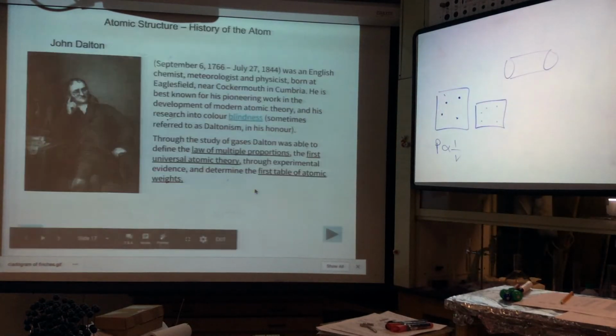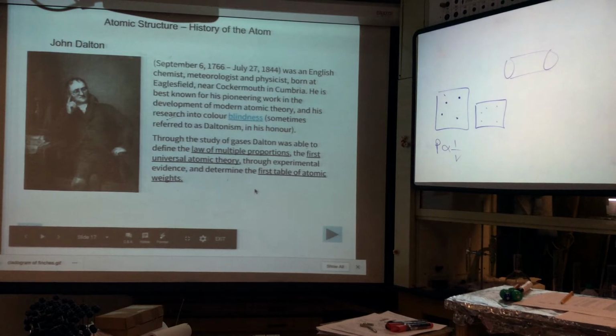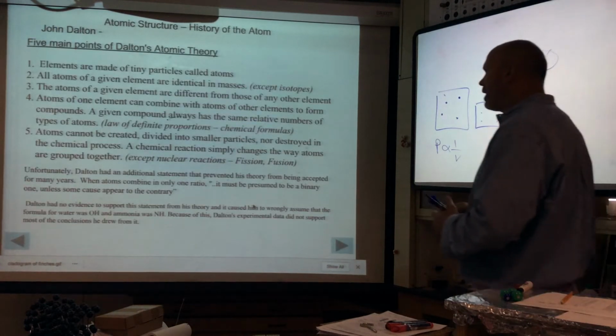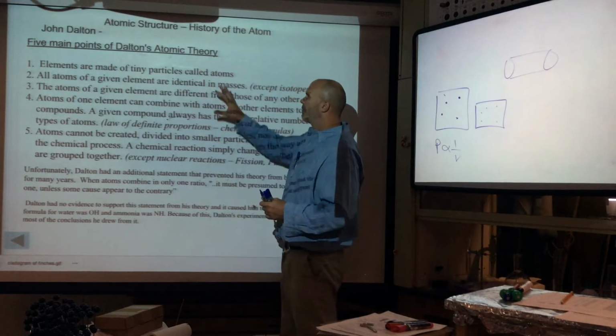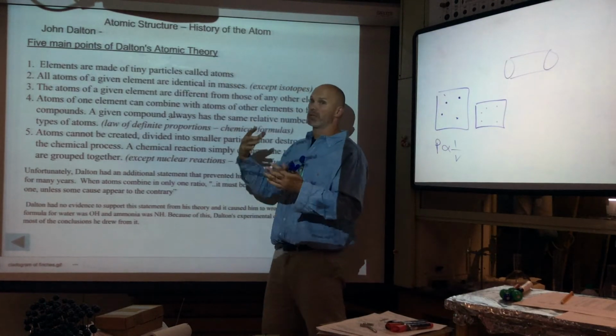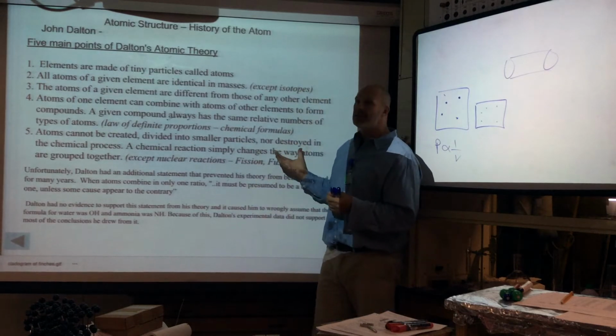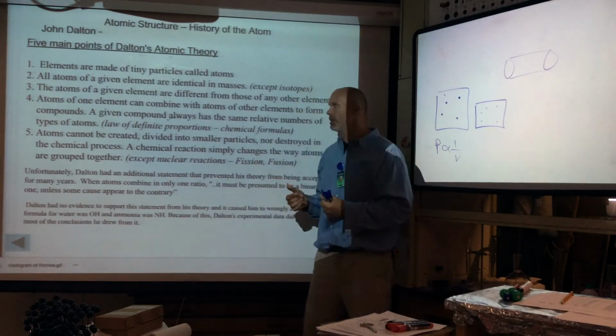Moving forward. John Dalton. So what did John Dalton do? Well, John Dalton, early 1800s, put together the first modern atomic theory. Of course, the idea of atoms is not his. It was Democritus or his teachers, so they think.